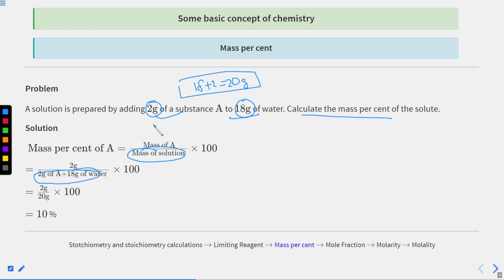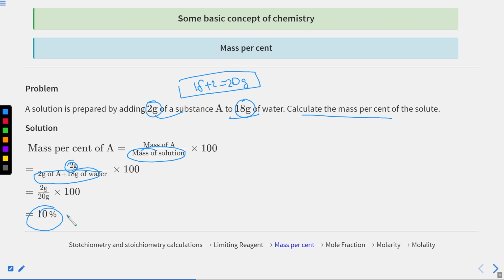Now we have to calculate the mass percent of this A. That is 2 gram. So 2 by total mass, that is 20, into 100, that is 10%. There is nothing rocket science in this. We have used the simple formula of percentage. Suppose you are scoring 64 out of 100. Then your percentage will be 64 by 100 into 100. It means the marks obtained by total marks into 100.